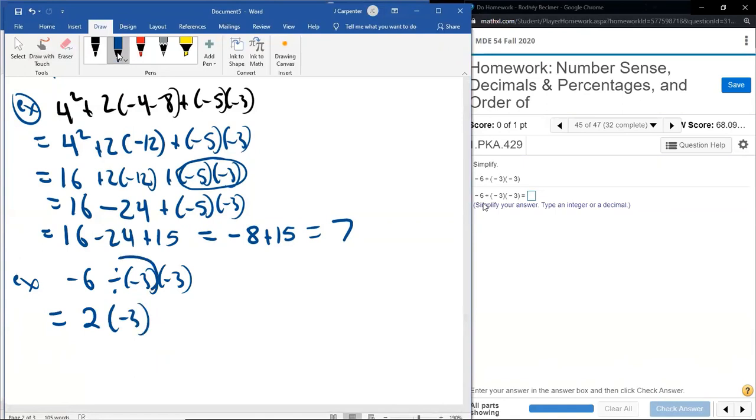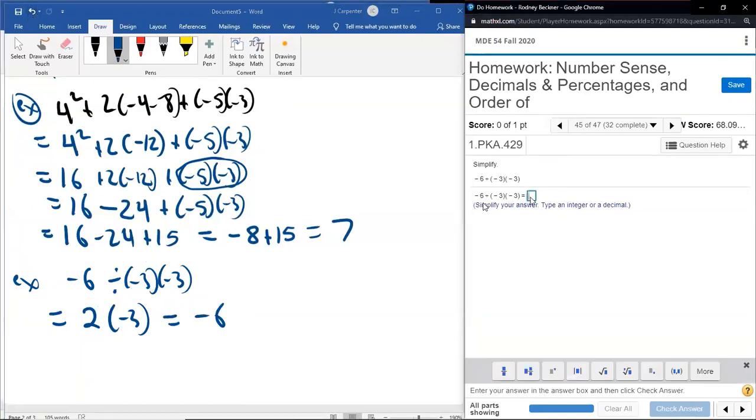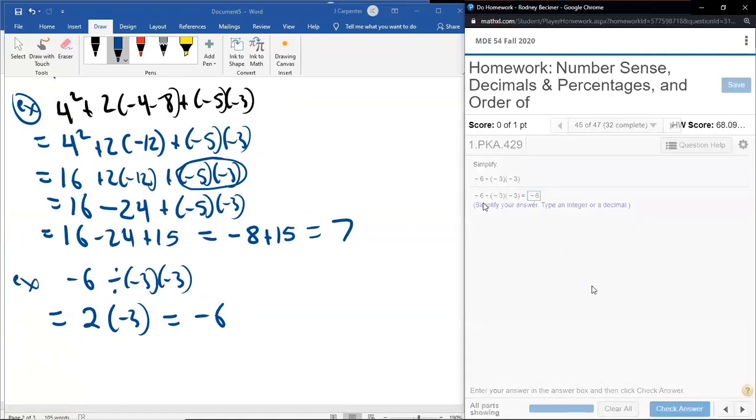So again, what I have done so far was this. -6 divided by -3 gave us the 2. I just brought the -3 down. Now that's 2 times negative 3, which is negative 6. Cool.